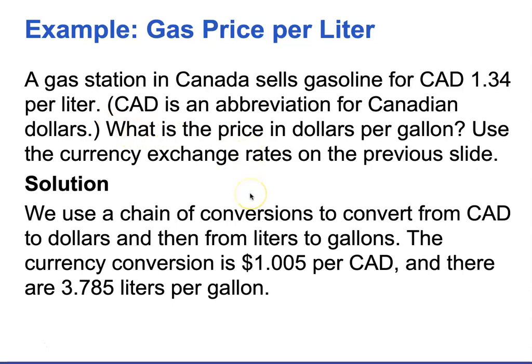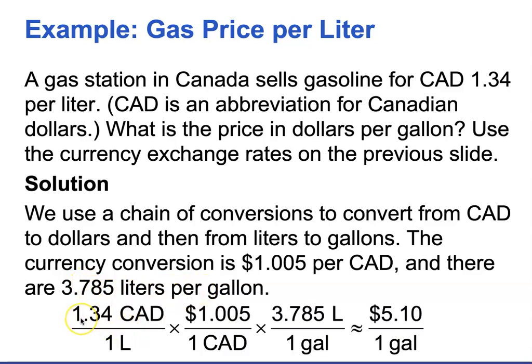All right, so we use a chain of conversions to convert from CAD to dollars and then from liters to gallons. The currency conversion, if you look back on the chart, is 1.005 per CAD. And there are 3.785 liters per gallon. So we're going to go with what we start. Remember, the first thing you always put is what you're given. So we've got 1.34 CADs per liter times our conversion. So it's 1.005, and notice this is in dollars, per CAD. So we're going to change this one first.